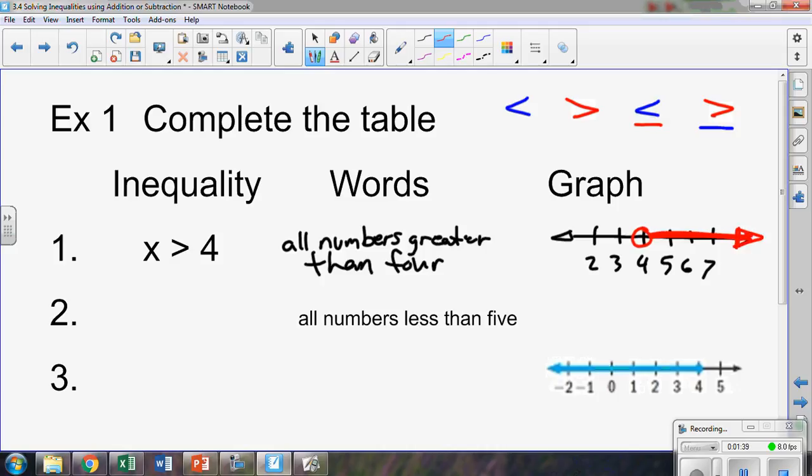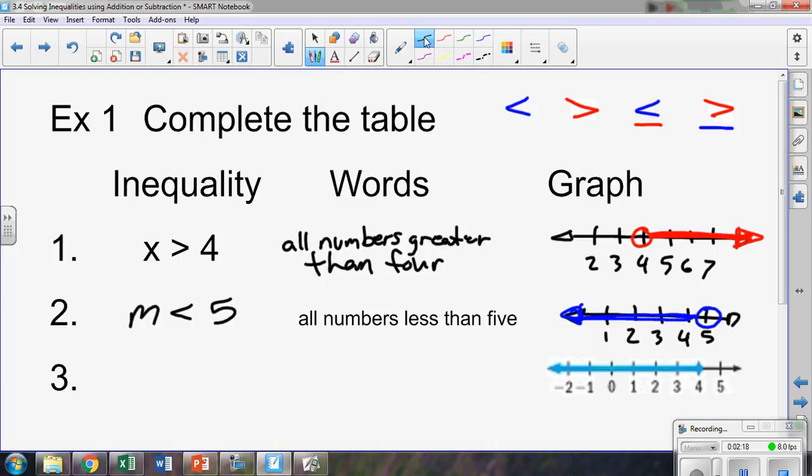Likewise, if we're going to write this out for number 2, all numbers less than 5, well, all numbers is our variable. This time I chose the variable m. All numbers less than 5. Done. To create its graph, get some tick marks down. 1, 2, 3, 4, 5. And we could have had 6, 7. We just have to make sure that we have 5 in it. Since we're looking at numbers that are less than 5, less than goes to the left. Got it.